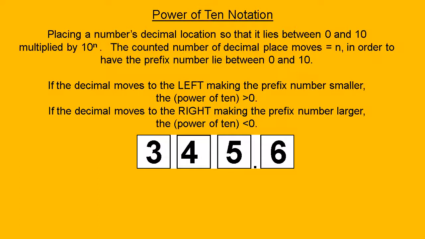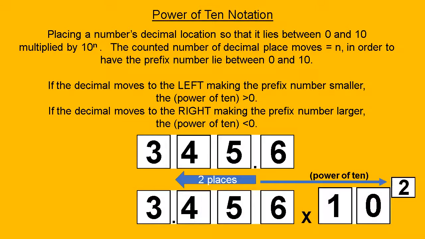So for a number like 345.6, in order to make it a power of 10 notation, we'd move the decimal point 2 places to the left, and the prefix number becomes 3.456 times 10 to the power of 2. The 2 represents the move of two decimal places to the left.